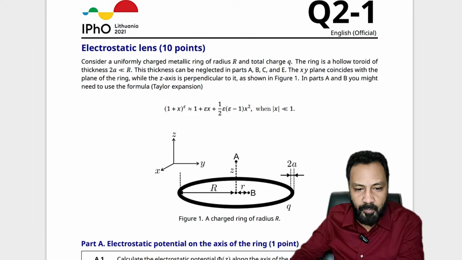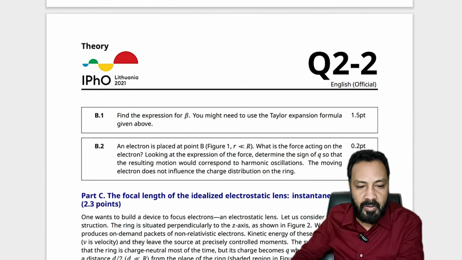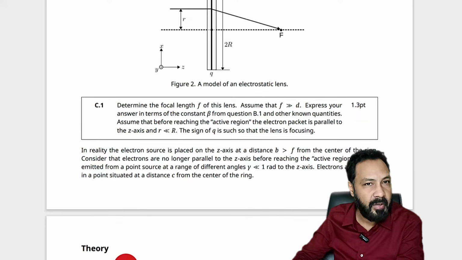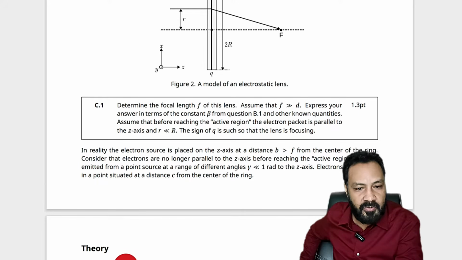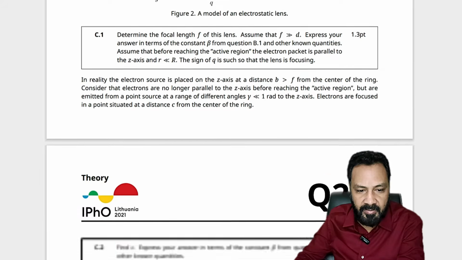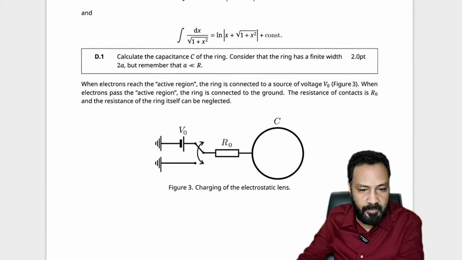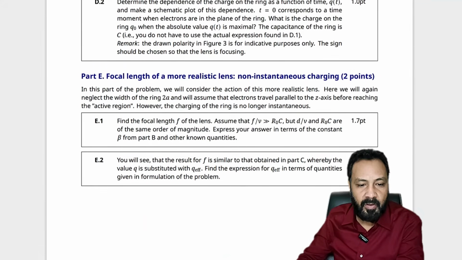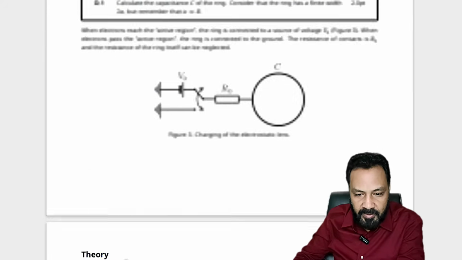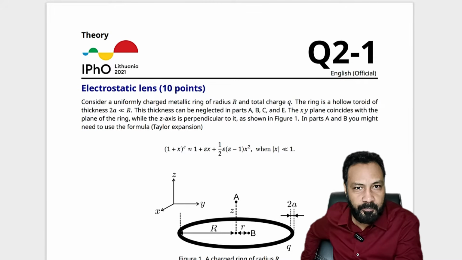This question has 5 parts. This is part A, which has 4 subparts. Part B has 2 subparts. Then part C is the main question, from which the heading, electrostatic lens, arises. This part C has 3 parts, and then part D, capacitance, has 2 parts, and finally part E also has 2 parts. So this is a very long question, so the solution will also be long.